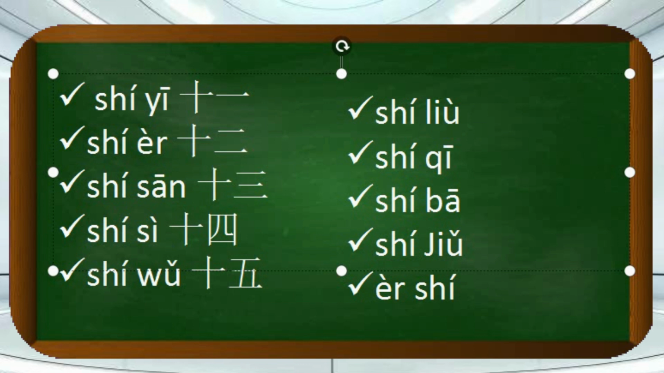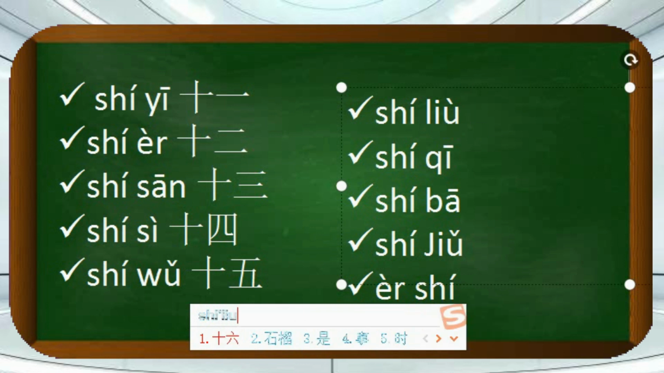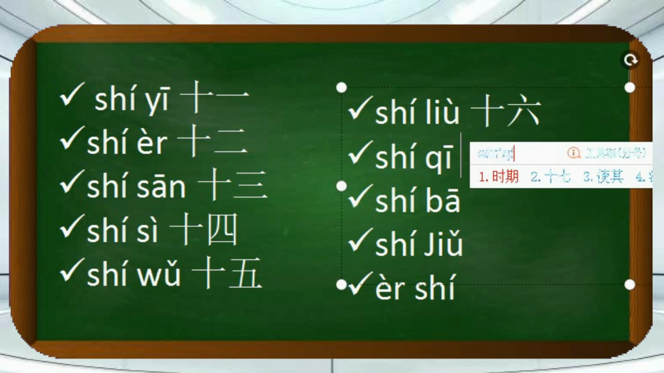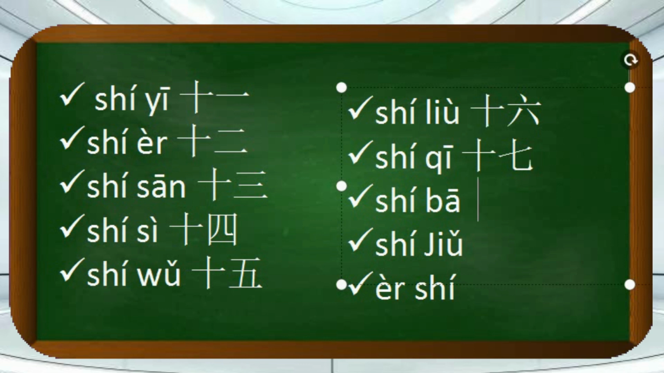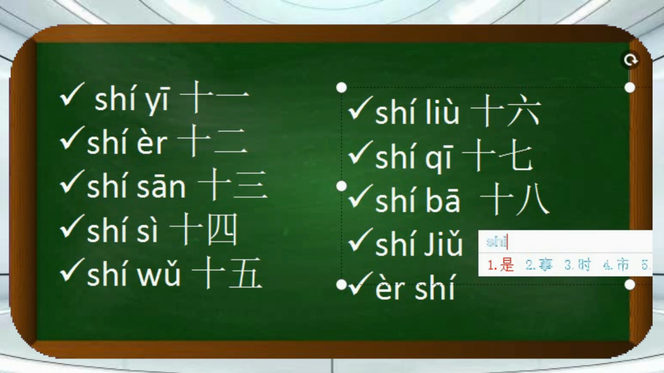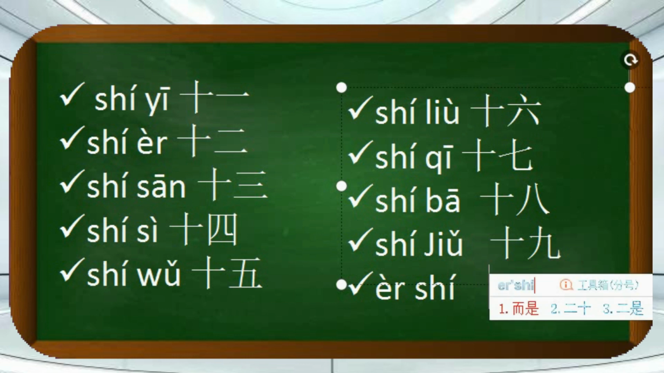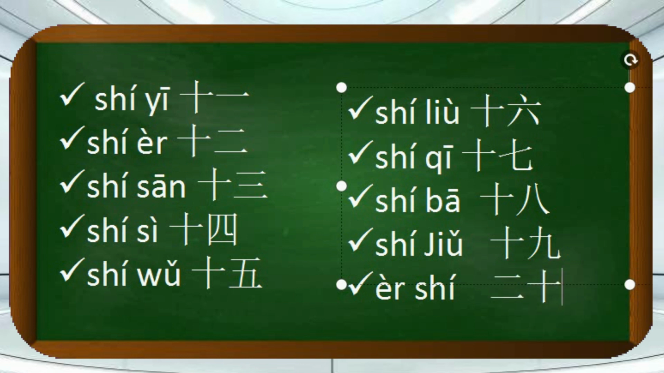Okay, so now we will change to this side. 16 是六 okay, number 1 character is okay. 是七 17 是七 okay, number 2 character is okay. 是八 okay, number 2 character is okay. 是九 number 1 character is okay, and the last one is 二十 okay, number 2 character is okay. 11是一 12是二 13是三 14是四 15是五 16是六 17是七 18是八 19是九 20.